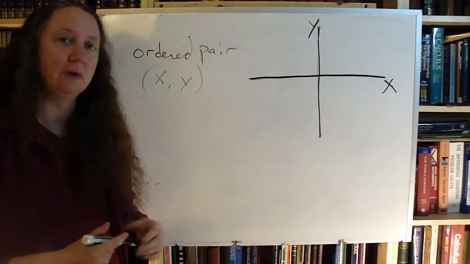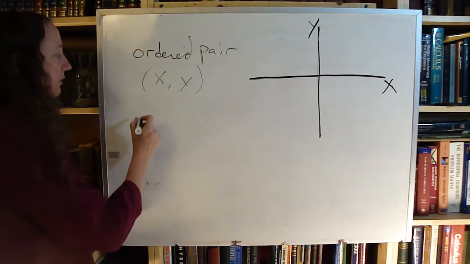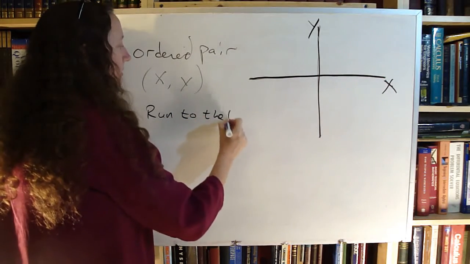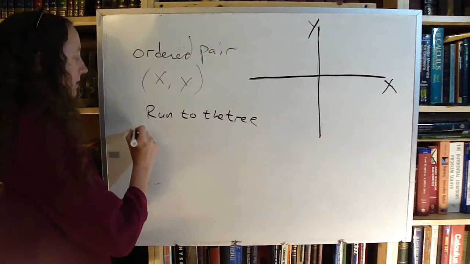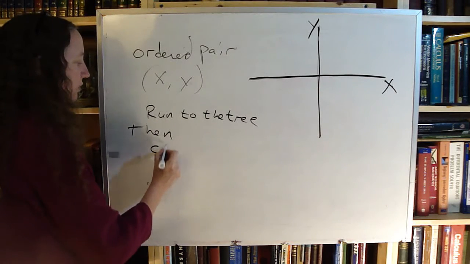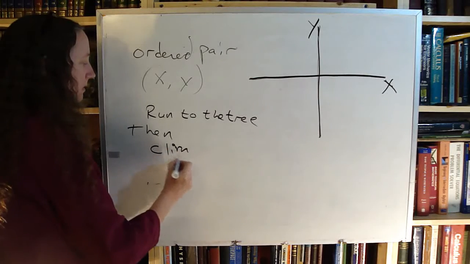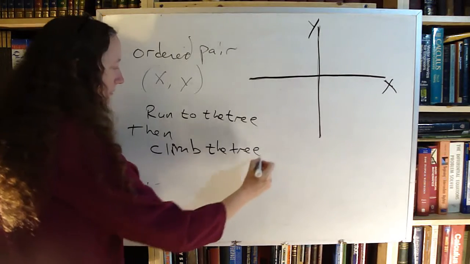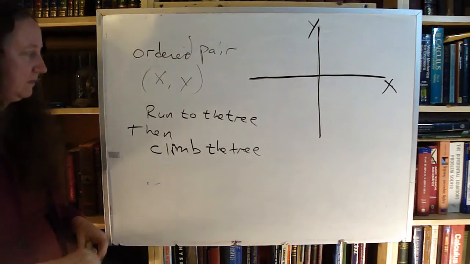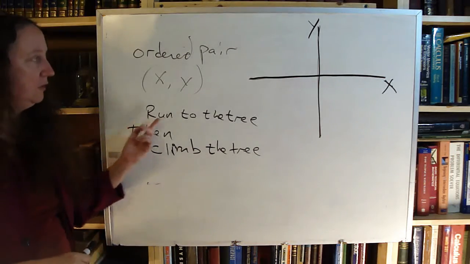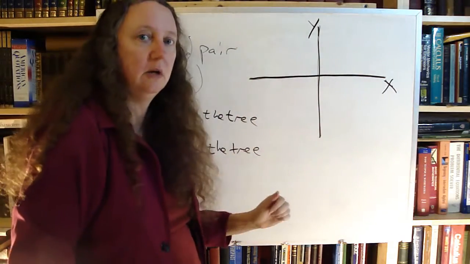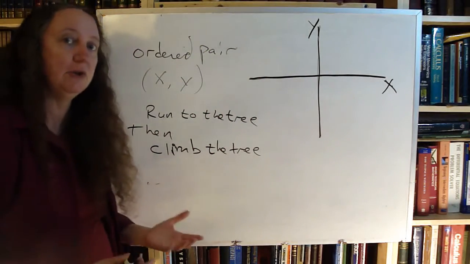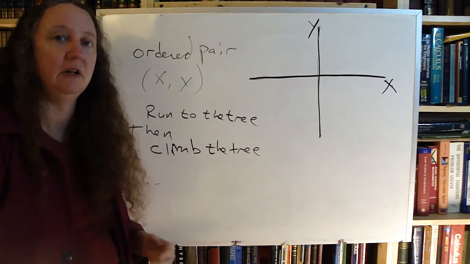One way that might help you to remember this is that you run to the tree, and then you climb the tree. So you run to the tree, you go left and right, and then you climb the tree. You go up and down. And you can't climb the tree if you're not next to the tree. You have to get to the tree first.